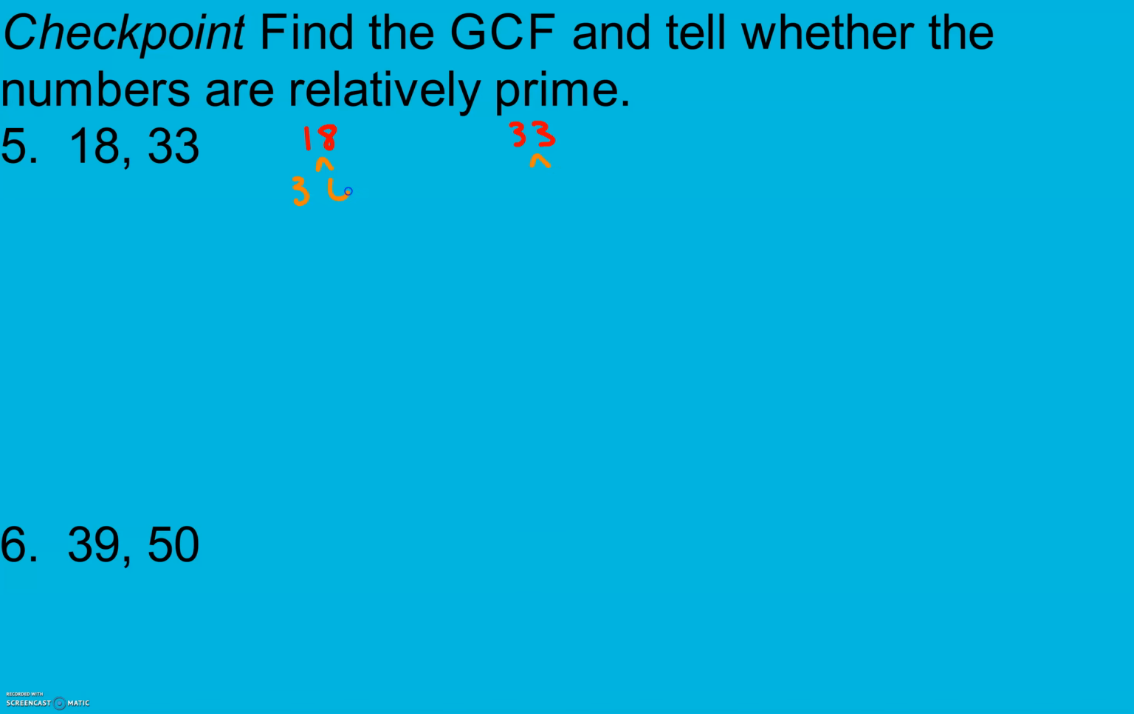18 is 3 times 6. 33 is 3 times 11. 3 is prime. 6 is 2 times 3. 3 is prime. And 11 is prime. Two and 3 are both prime. So, for 18, we have 2 times 3 times 3.